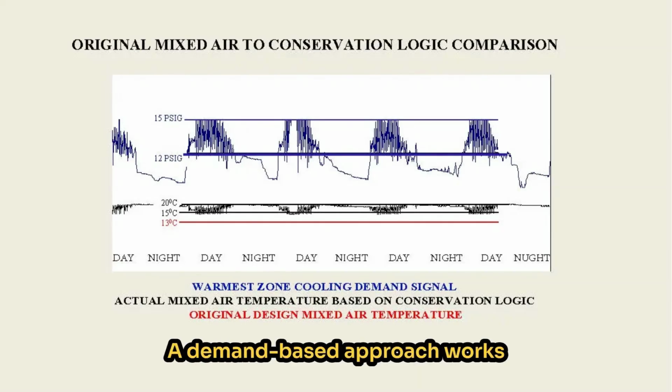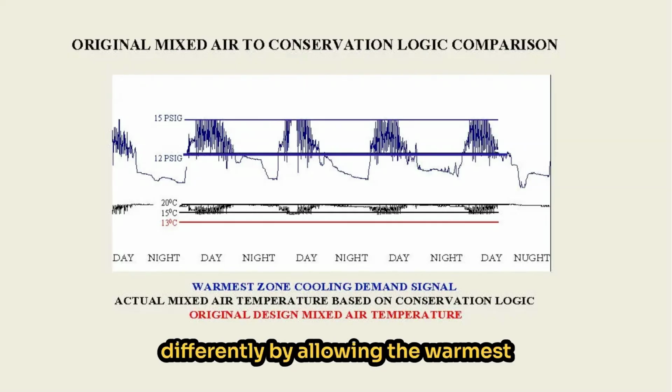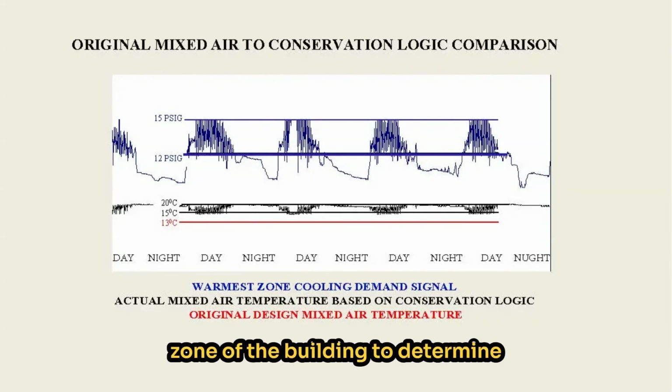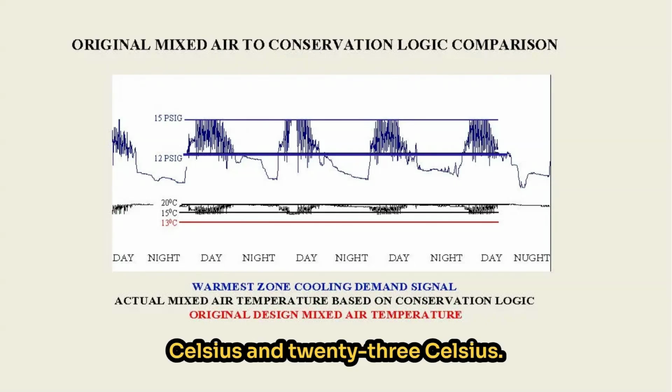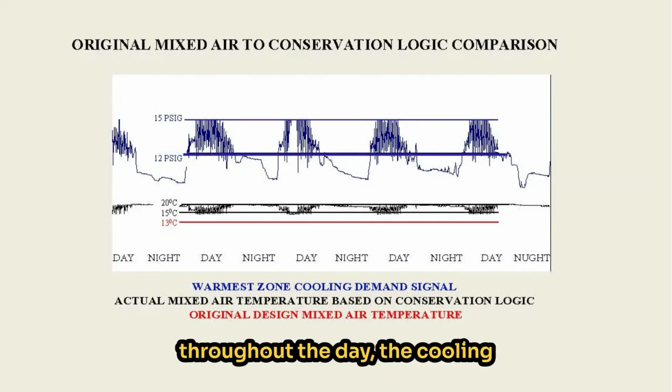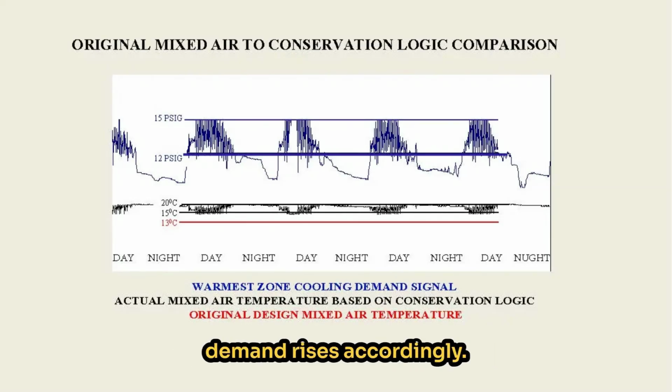A demand-based approach works differently by allowing the warmest zone of the building to determine how much cooling is needed. Once the heating in the warmest zone has been satisfied and shut off, the mixed air temperature is permitted to float naturally between 15 degrees Celsius and 20 degrees Celsius. The blue line represents the cooling demand from the warmest zone. As internal heat gains increase throughout the day, the cooling demand rises accordingly.